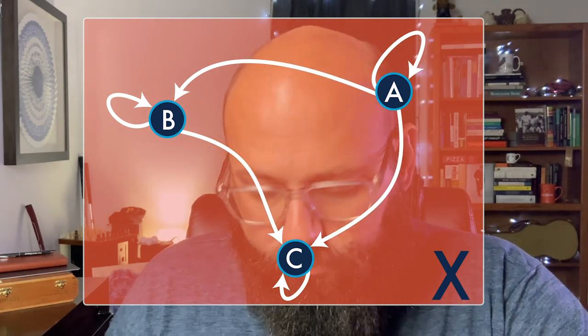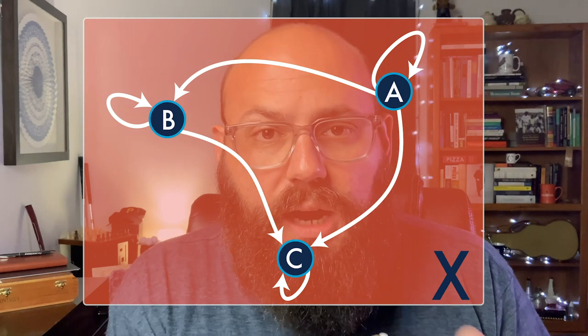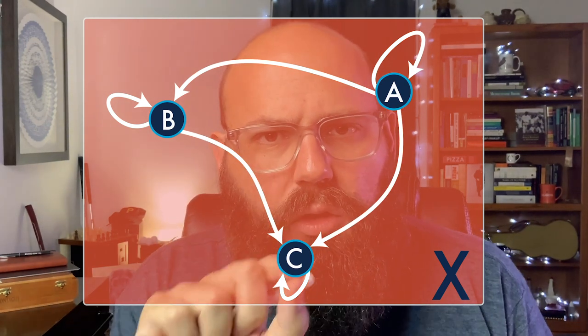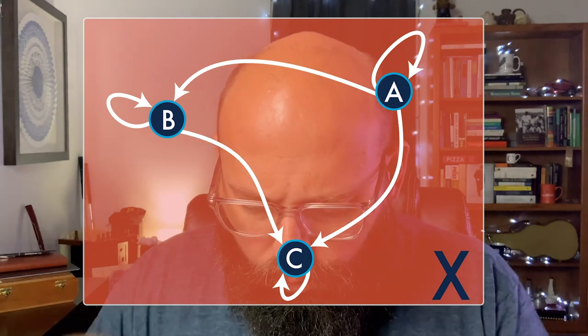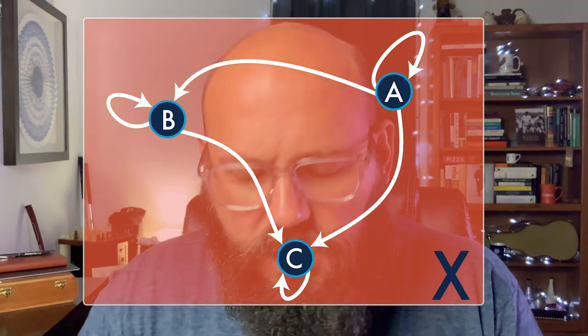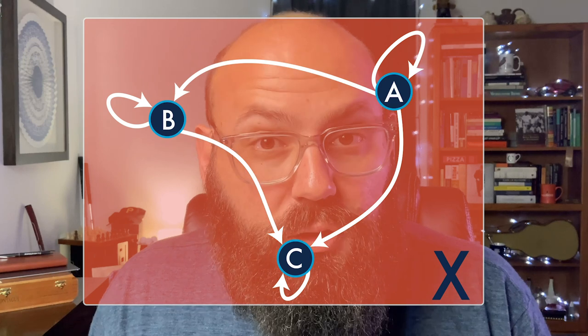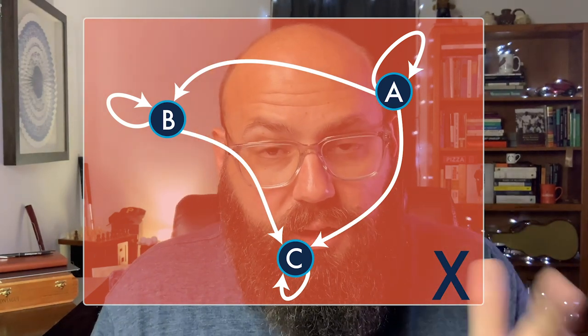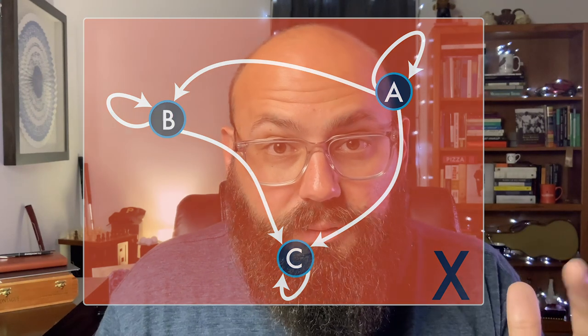So it's transitive. It's complete because every pair of dots has at least one arrow. And it's reflexive because every dot has an arrow that starts and ends in itself. So this is our first example. We have just drawn a rational preference relation. It is reflexive, it is complete, and it is transitive.